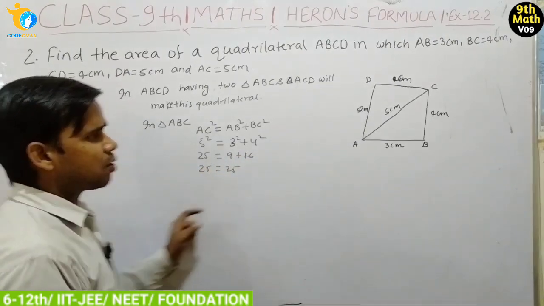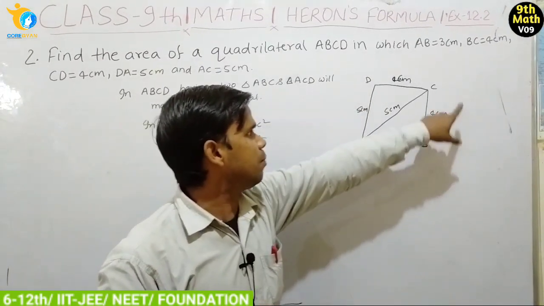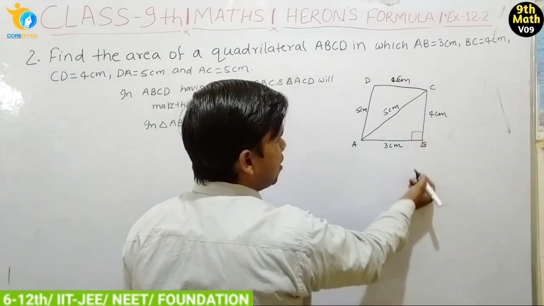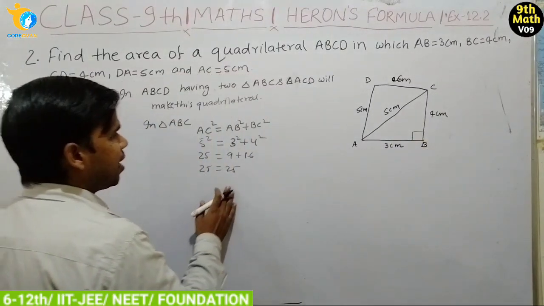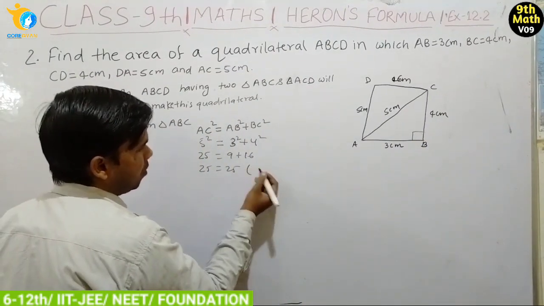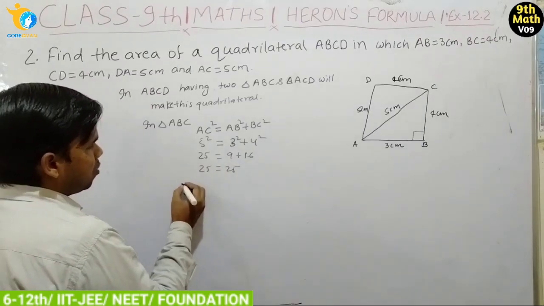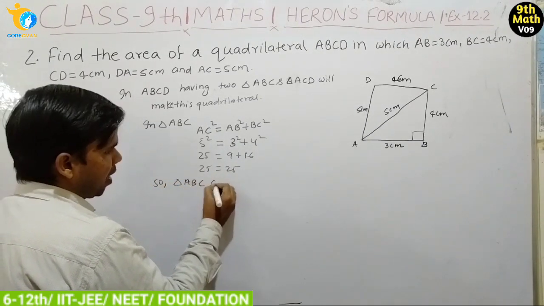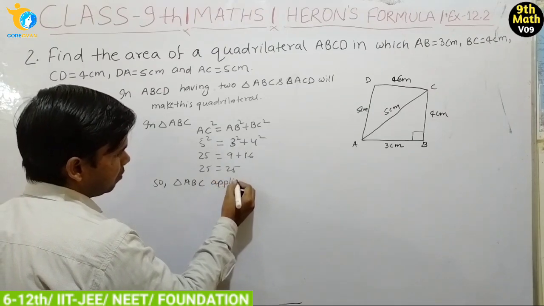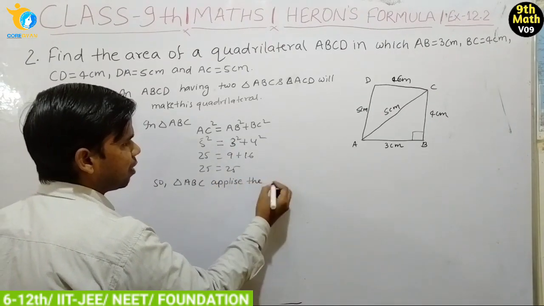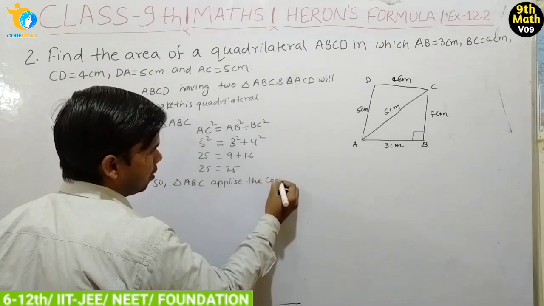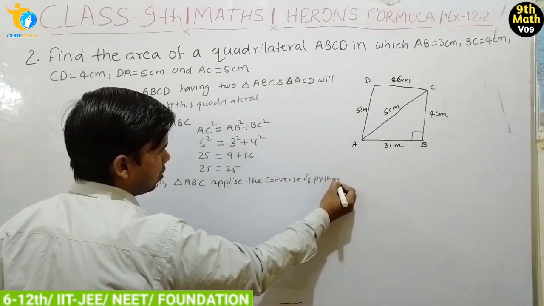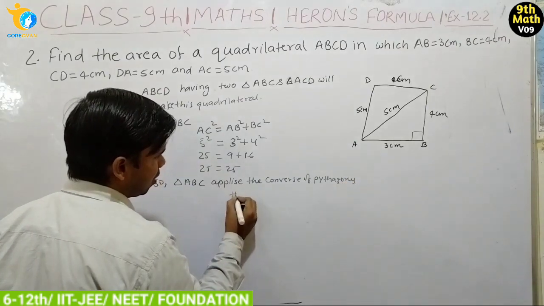So according to the converse of Pythagoras theorem, triangle ABC is a right angle triangle at the point B.